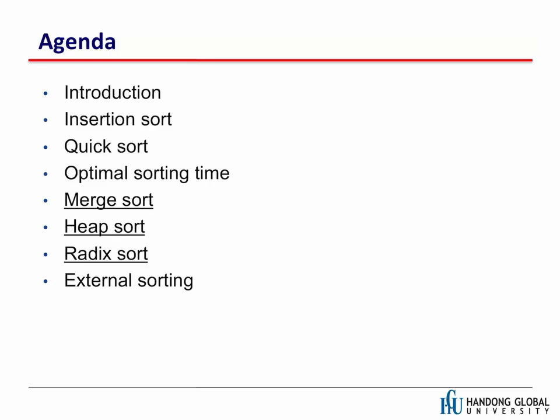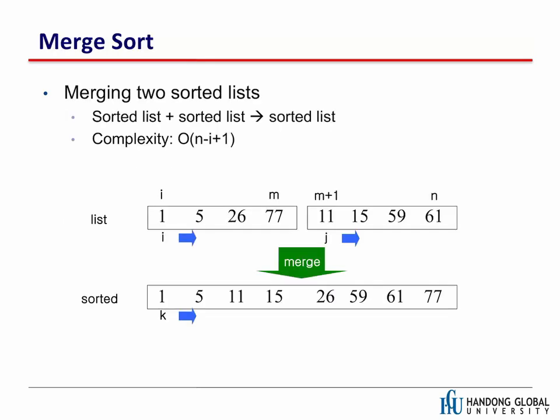Now we'll talk about some other options too. First one is merge sort. Merge sort has a simple idea, so we start from quite a simple idea. First let's talk about merging. When we have two sorted lists, we can merge these two lists, and the merged list is sorted. We have a good example here.